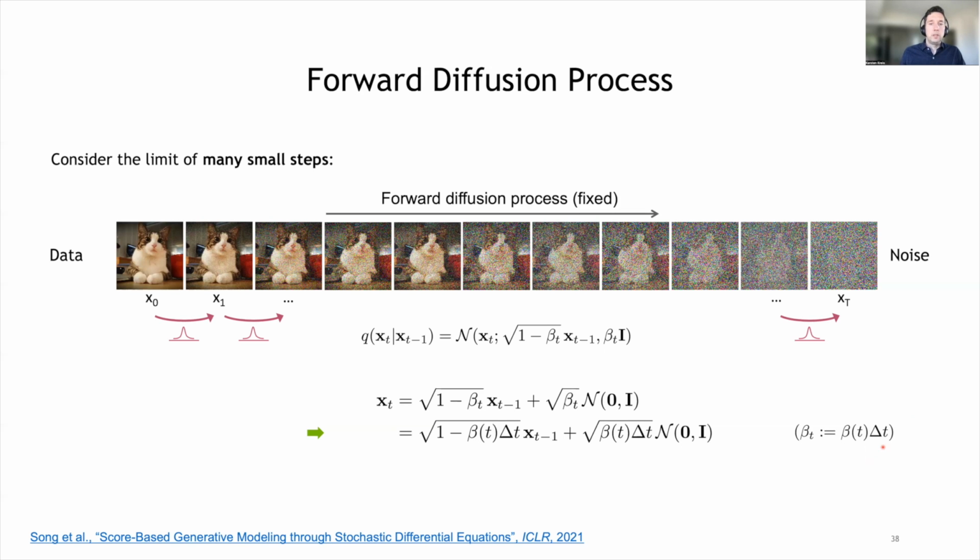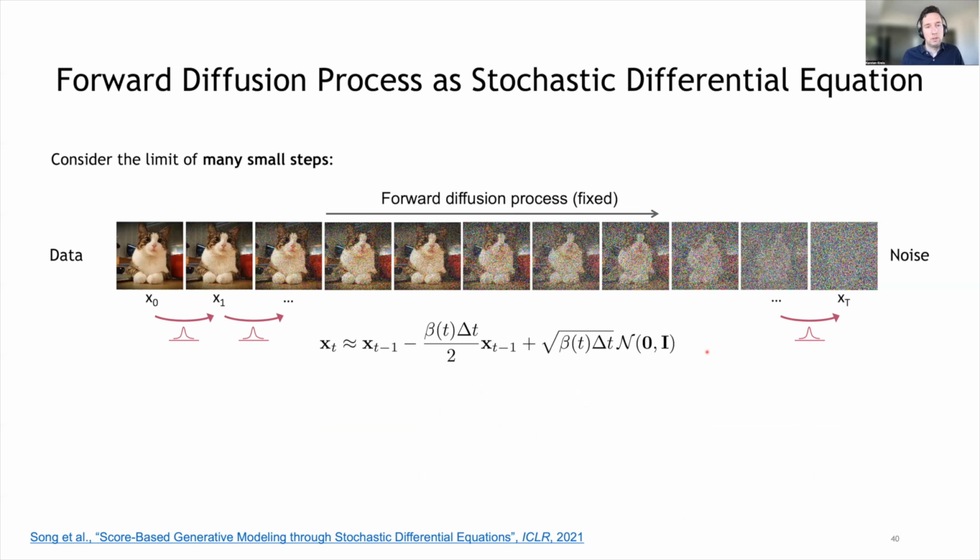Now in this limit of many, many small, tiny steps, it's delta t that goes to 0. If delta t goes towards 0 and is tiny, we can Taylor expand this square root expression and obtain this equation at the bottom. I just copied that over here. It turns out that this equation has a particular form. We can interpret this as an iterative update, where the new x_t is given by the old x_t plus some term that depends on x_t itself. So this is just a small correction and some noise added.